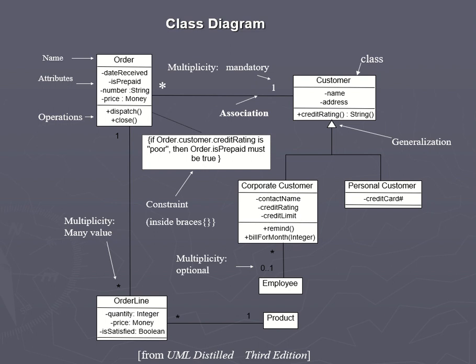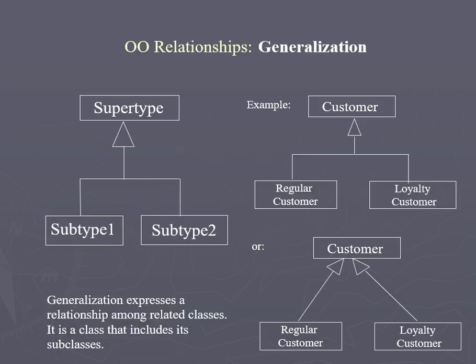For example, if the order customer credit rating is poor, then the order prepaid must be true. Okay, that is an order line. The multiplicity is one to many, with quantity integer and price, and that is an order line. And the customer can be two types, a personal customer and a corporate customer. Corporate customer can have employees. Okay, and that is a class diagram.